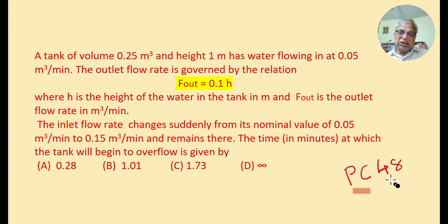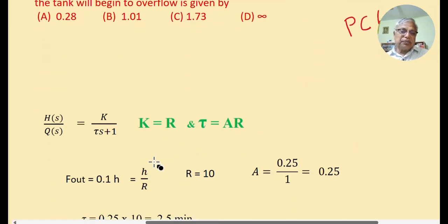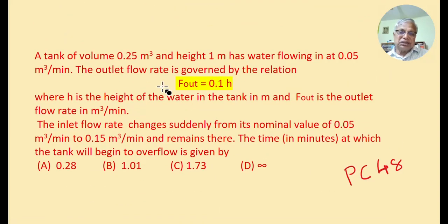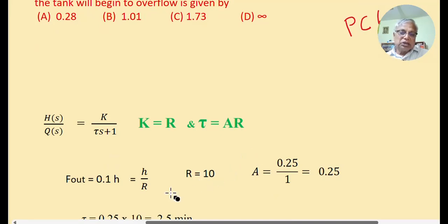If you recall from the lecture, I had used Q naught, the outlet flow rate, equal to H by R. Here it is given as F out, so that is of the form H by R. Here it is given as 0.1 H, so 1 by R will be 0.1. So R will be equal to 1 by 0.1, that is 10. The units are all consistent: meter cube, minute, meter cube and minute. So R is 10.